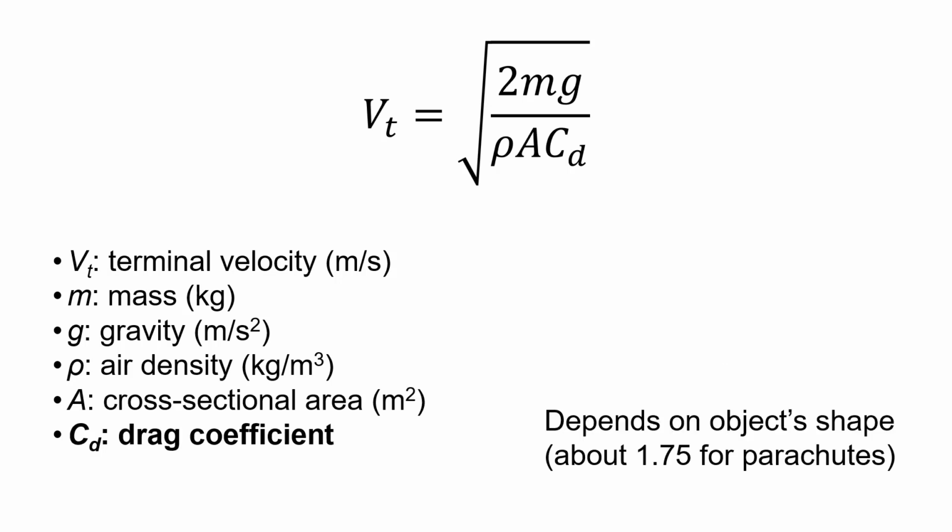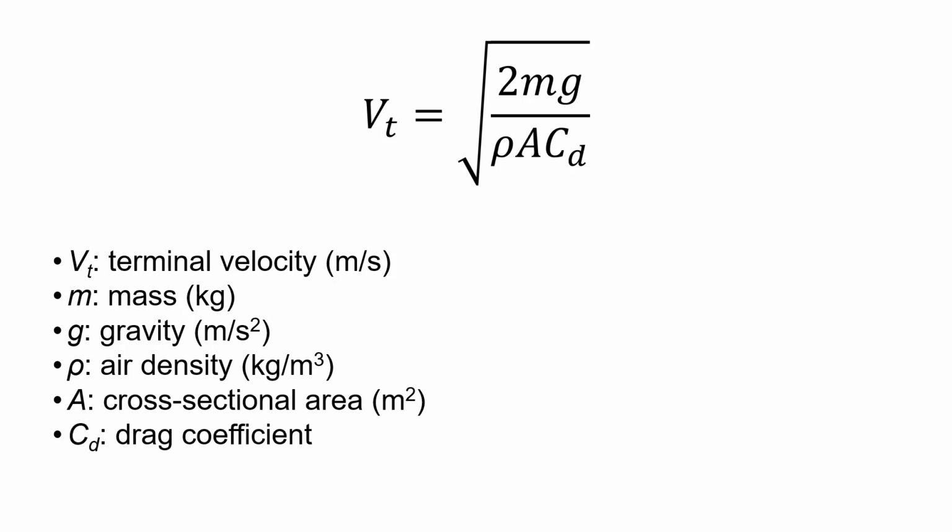Finally, the drag coefficient is a number that depends on the object's shape. It is about 1.75 for parachutes, but if you're dropping something else, you can look up tables of drag coefficients for different shapes online. Once you have all six of these numbers, you can plug them into the equation, solve for terminal velocity, and compare it to your experimental results.